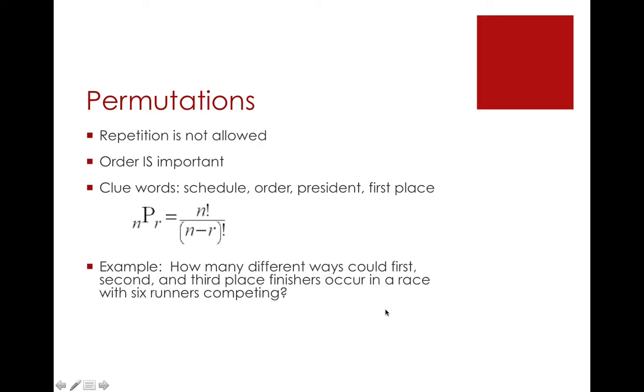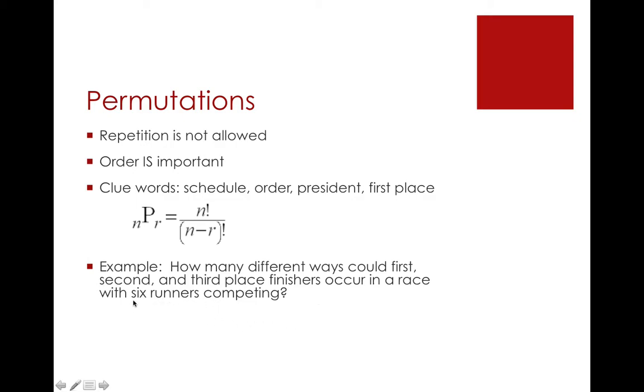How many different ways could first, second, and third place finishers occur in a race with 6 runners competing? Well, we're picking winners, first place. So that's one of our clue words. So I know that it's a permutation. I know order is important in this because being in first place is a lot different from being in third place. First place gets a gold medal and third place only gets a bronze medal.